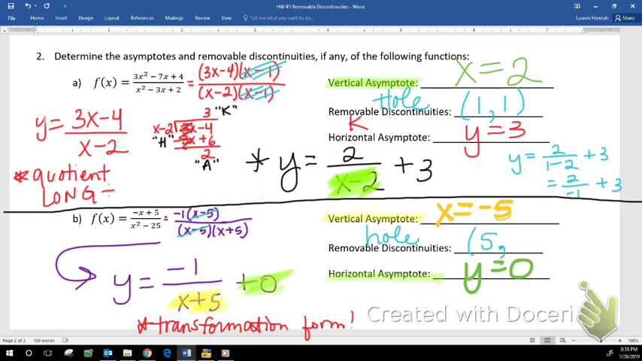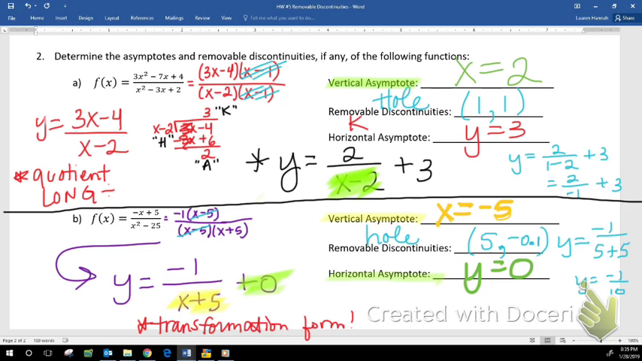Now, the only thing we have not done is find the rest of this removable discontinuity. So I will sub it in. Y is equal to -1 divided by x, and we just found the x value to be 5, so 5 plus 5. This will be y equals -1/10. I'm just going to go ahead and write it as -0.1.